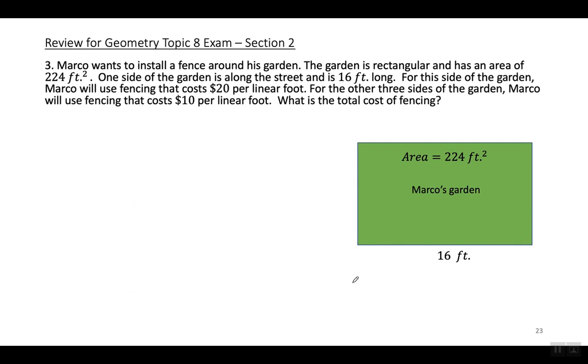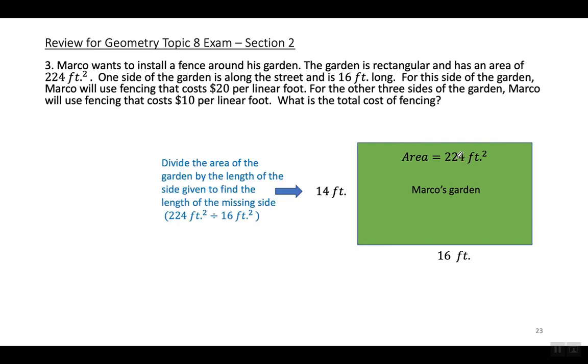So here we have Marco's garden. They give us the area of the garden. It's a rectangle, and this side is 16 feet. So first of all, let's find the length of this side, which is the same as this one, by doing the area divided by the length. So 224 divided by 16. When we divide 224 by 16, that'll give us the length of this side, which is 14 feet. Now that we have that, the rest of the problem is pretty easy.